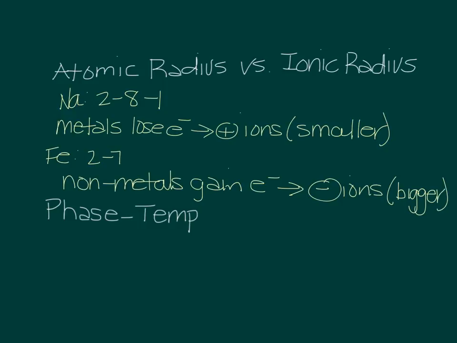And you can see this because in here we're going from 2,7. Why did I write Fe? Just saw that. Sorry. Should be F. 2,7 to F minus, which is 2,8, which is stable. In sodium, we go from 2,8,1 to the sodium ion, which is 2,8. So it should make sense. I'm going from 11 electrons to 10 electrons. The ion would be smaller. In the nonmetal, I'm going from 9 electrons to 10 electrons, so the ion would be bigger.